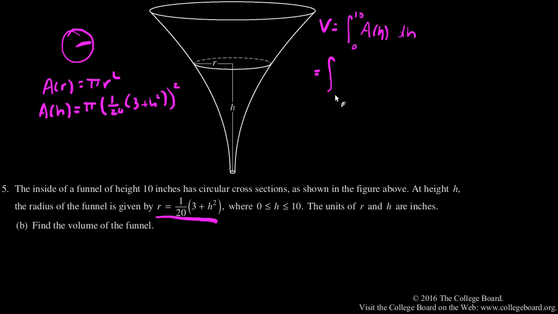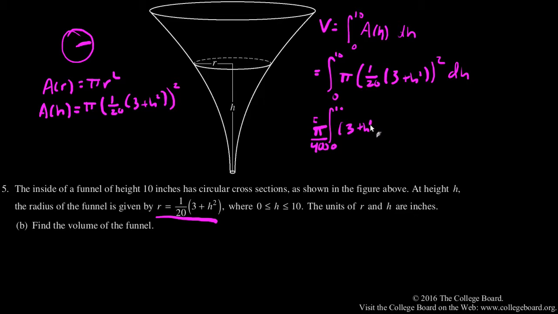So equals the integral from 0 to 10 of pi times 1 over 20 times 3 plus h squared, all squared, dh. And let's do some work on this. So I can bring the pi out front. So integral from 0 to 10, I'll have the pi. And I can square this 1 over 20 and get 1 over 400, bring that out front. So I have a pi over 400 out front. And I'm left with 3 plus h squared, squared dh.